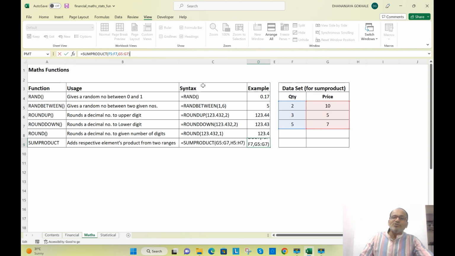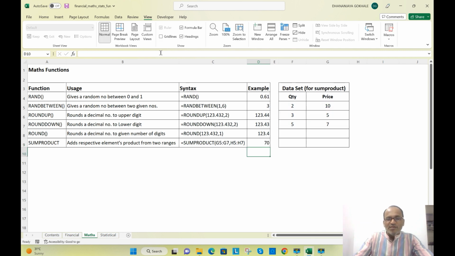So usually while billing, what you do is you make 2 into 10 is 20, then you work out 3 into 5 is 15, then you work out 5 into 7 is so and so, and then go on adding the individual products. But here directly we could compute and get the sum of products, right? So this is a useful function.